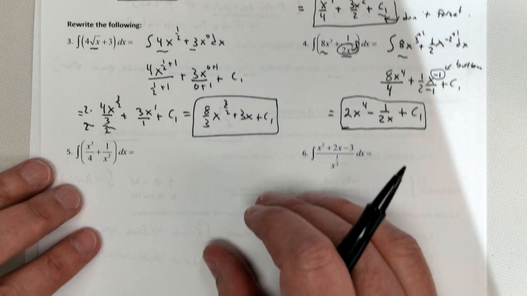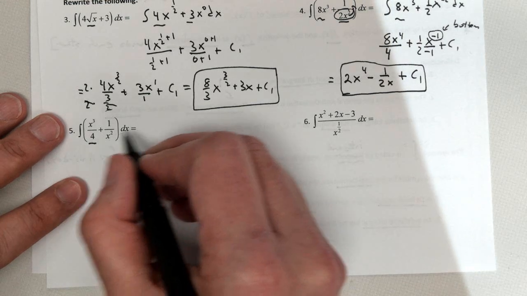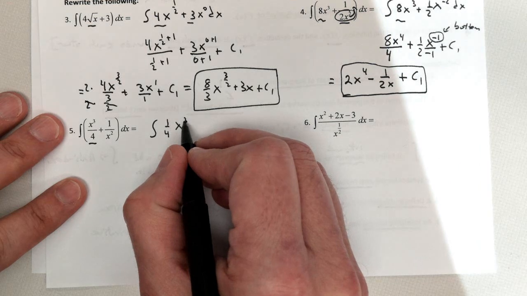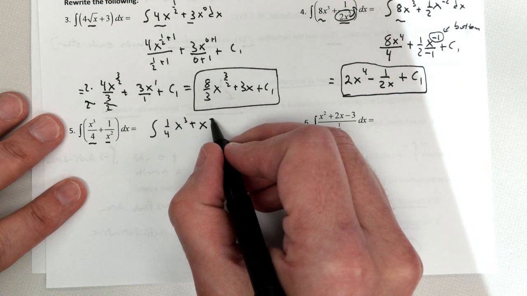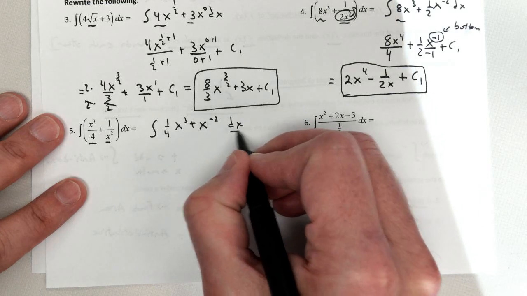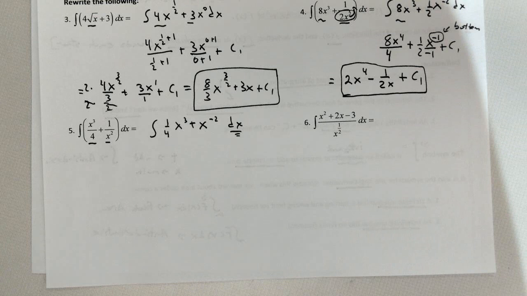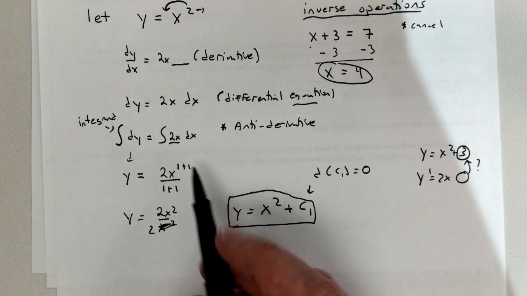Let's try number 5 real quick. This is okay. If I were to rewrite it, it's just 1/4 x cubed plus, again, I don't like this x squared on bottom, so I'm going to bring it up, x to the negative 2 dx. Don't forget to rewrite your dx's as well. I know I haven't mentioned that before, but we talked in our first video about just how important that dx is. It comes from our differential.